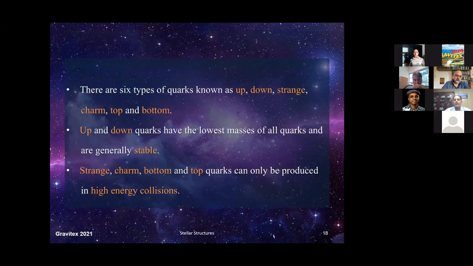There are 6 types of quarks known as up, down, strange, charm, top, and bottom. Up and down quarks have the lowest masses of all quarks, and they are generally stable. Strange, charm, bottom, and top quarks can only be produced in high energy collisions.